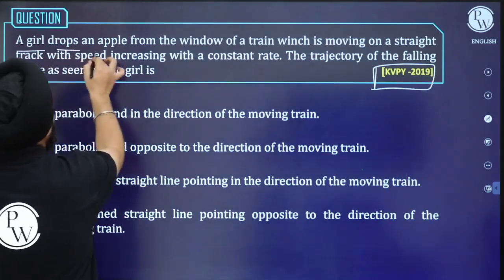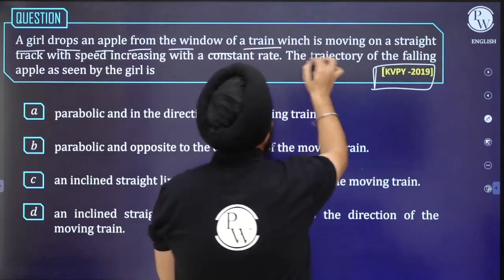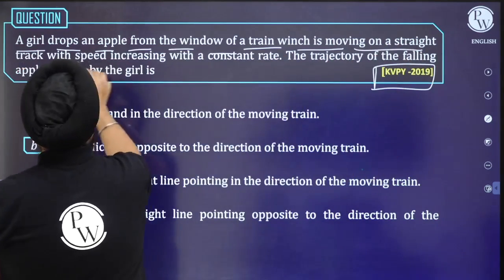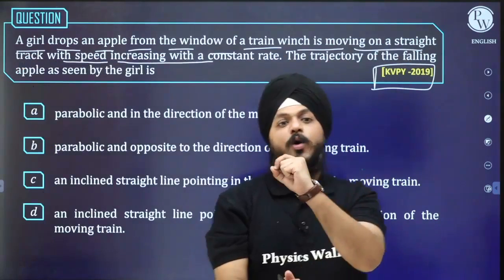So let's analyze this question and move on. A girl drops an apple from the window of a train which is moving in a straight line on the track with increasing speed at a constant rate.